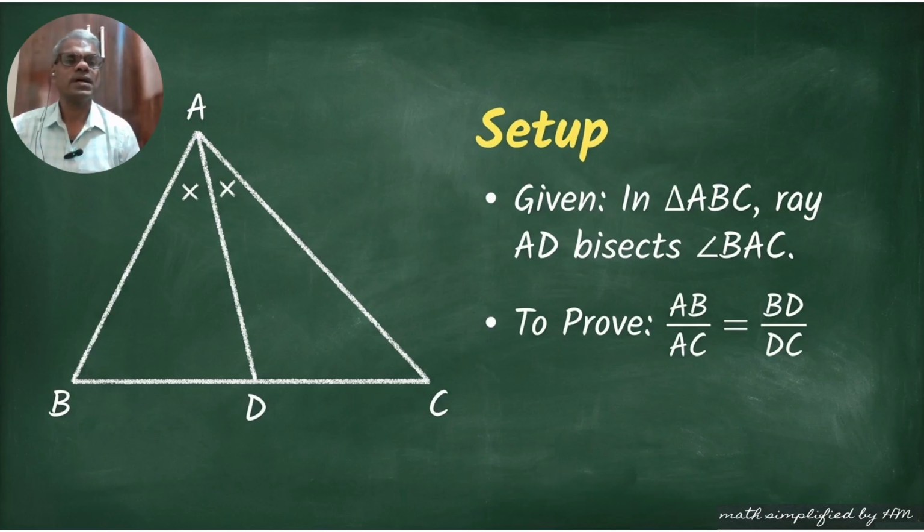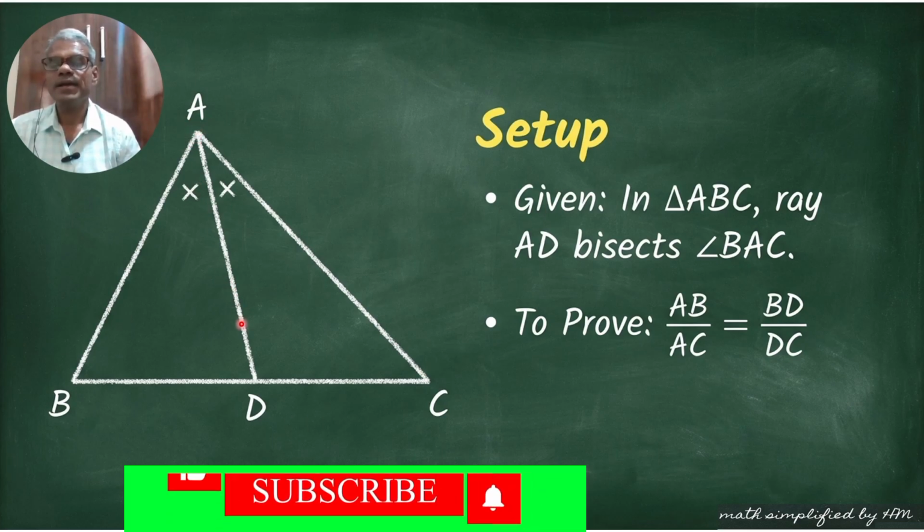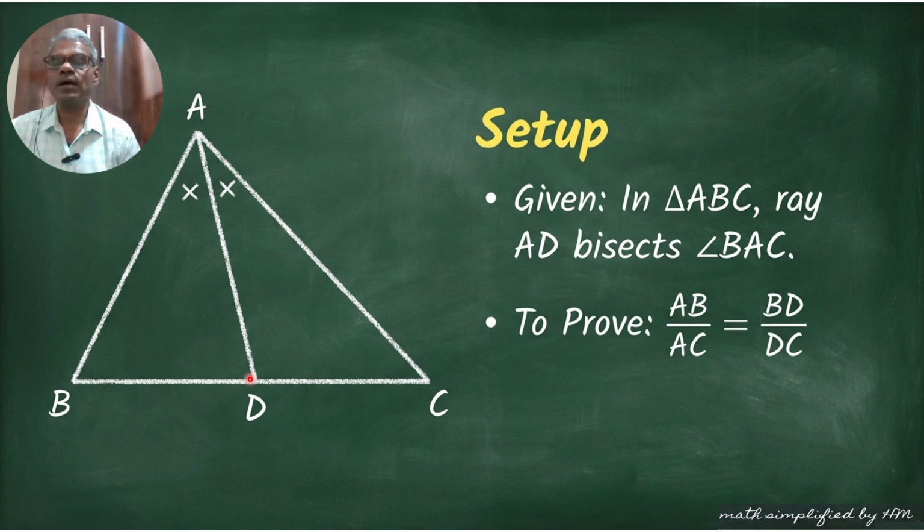Now, let us set up our proof. We are given triangle ABC and AD is the internal bisector of angle BAC. As AD is the internal bisector of angle BAC, we know that angle BAD is equal to angle DAC.